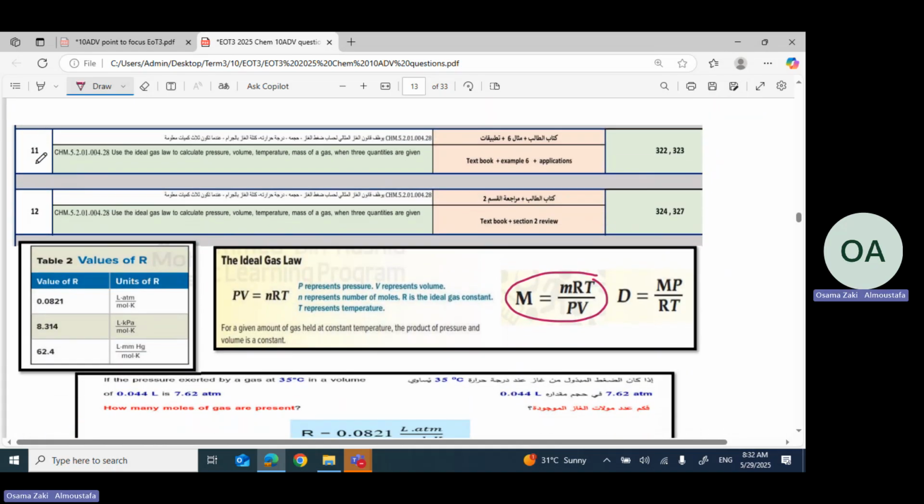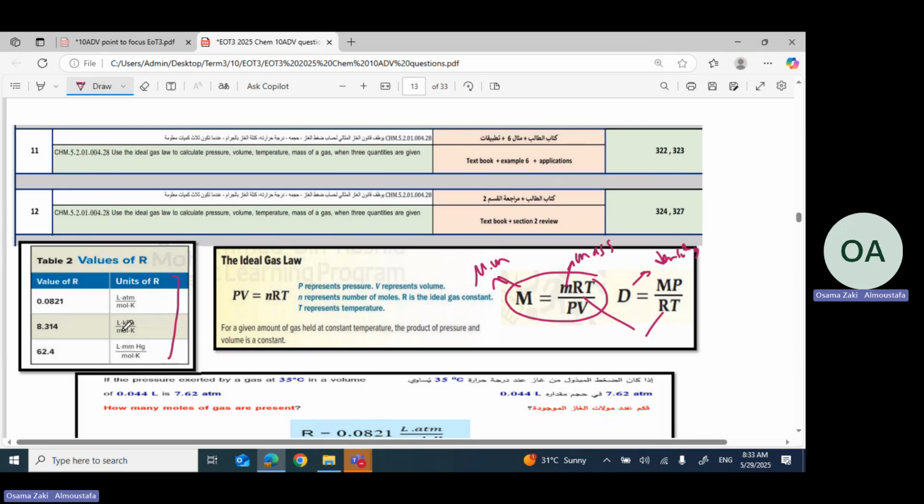We have two questions, question 11 and 12. In chemistry, there is no formula sheet, so you have to memorize the formulas. Okay, PV equal nRT. So these are the formulas. This is molar mass, this is mass, and this is density. And this is the ideal gas law, which is given in the exam.